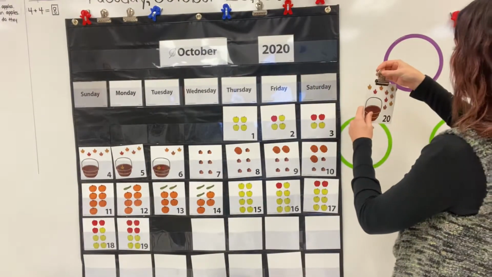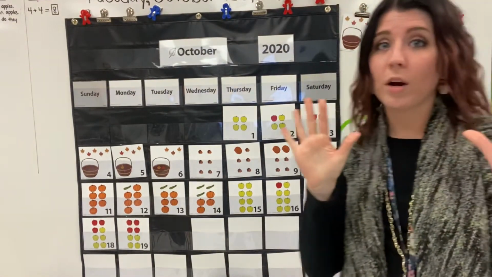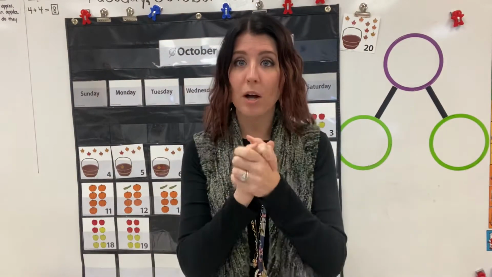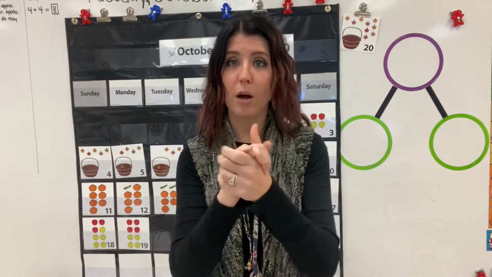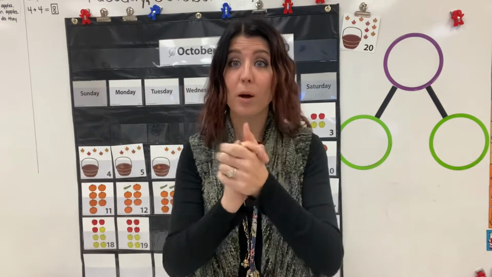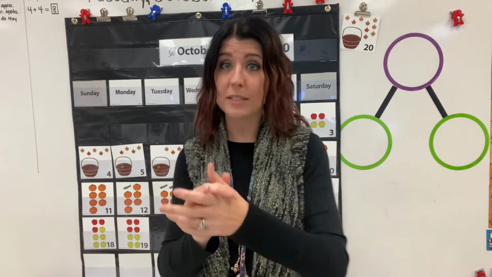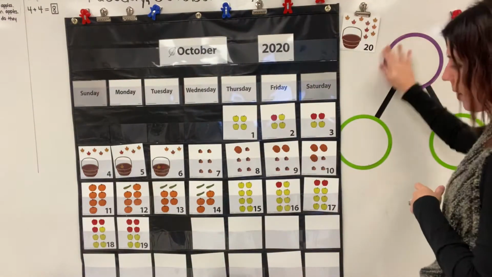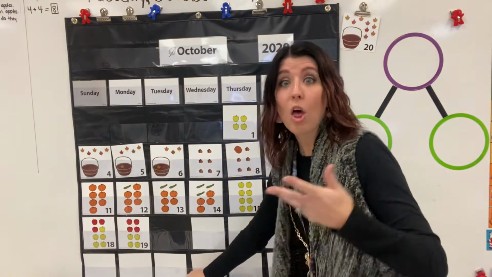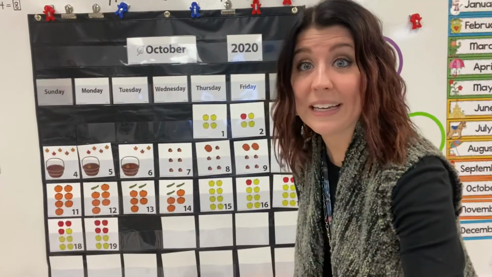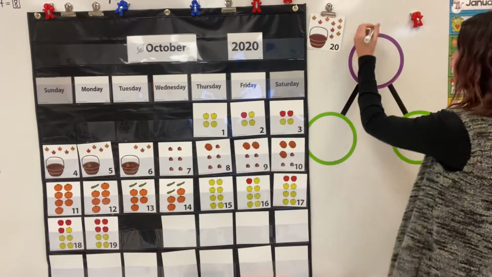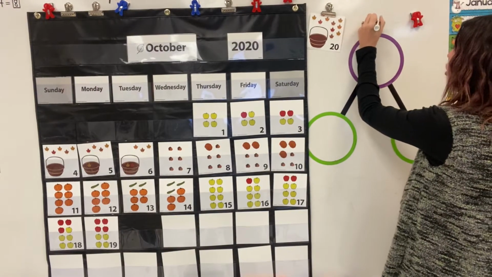Do you remember how to do a number bond? Mirror words. Number bond. Say it with me. Number bond. One more time. Number bond. We're going to take the two parts and we're going to put them together. So first, what do we call the number that goes up here? The whole. And what does whole mean? All of them. So how many leaves were on our whole card?